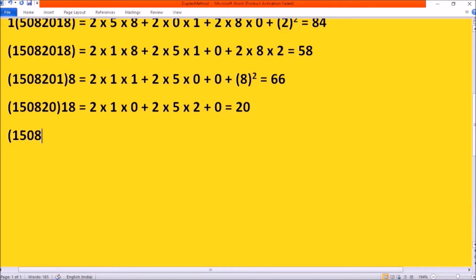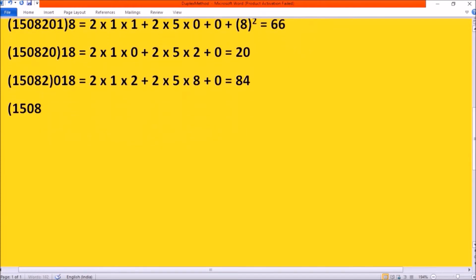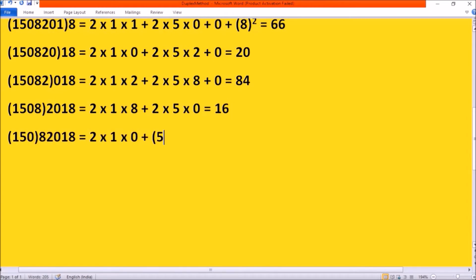Proceeding in a similar manner, we will find the duplex of all these groups until we get the group of only one digit, and we will have to find the duplex of that too. The method seems very difficult at first, but trust me guys, this is going to make you very fast with your calculations when it comes to finding squares of numbers.